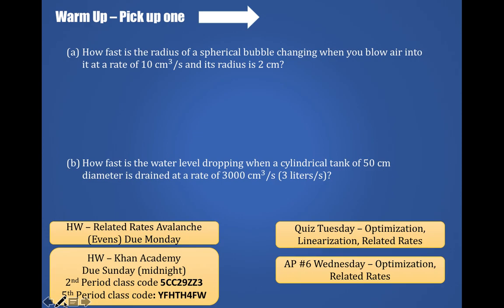Tuesday, we will have a quiz that you're allowed to use your calculator on. There will be optimization problems, related rates problems, and linearization problems. Then on Wednesday, we will have our AP6, and that will have optimization and related rates. You'll also be allowed to use your calculator on that. So that way, you'll have two things with optimization and related rates on it that you'll have feedback on before you take the test.